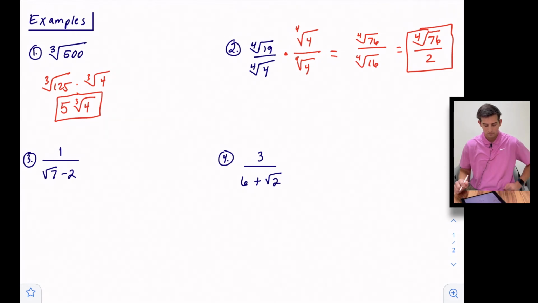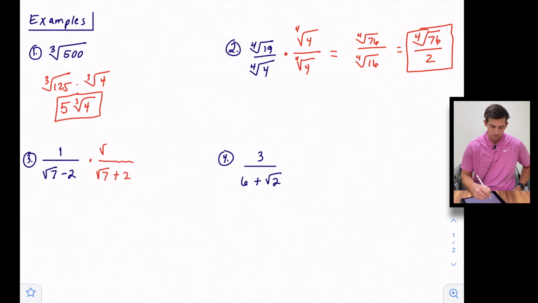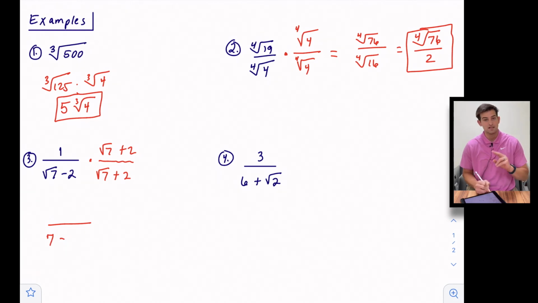Number 3, we have 1 divided by the square root of 7 minus 2. We are going to multiply the top and the bottom by the conjugate, which would be the square root of 7 plus 2. We do this because it's setting up what we call the sum and difference pattern, and that's going to lead us to a squared, or our first term squared. So the denominator, first term, square root of 7 squared would just be 7, minus our second term squared. So 2 squared would be 4.